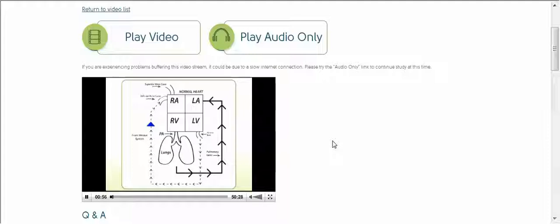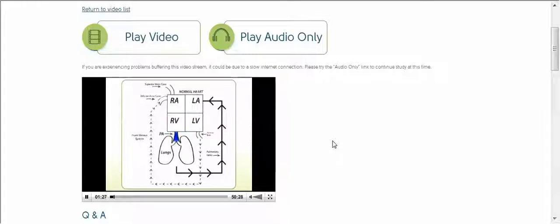The two major veins that bring blood to the right side of the heart are, that's right, the superior and inferior vena cava. And this blood, is it oxygenated or deoxygenated? Well, deoxygenated. This blood from the venous system of the body enters the right atrium, and then the right atrium pumps it forward into the right ventricle. From the right ventricle, the blood is pumped forward into the pulmonary artery.